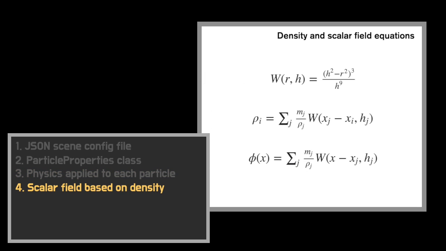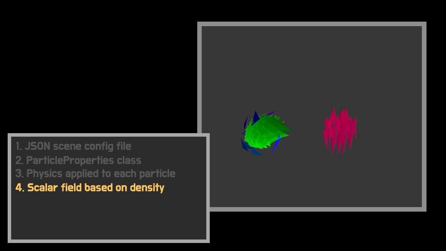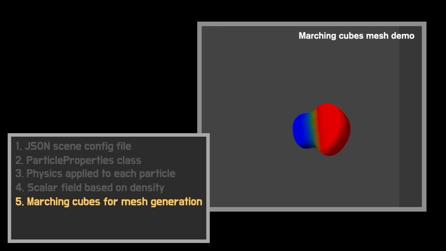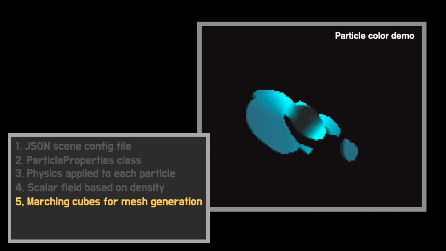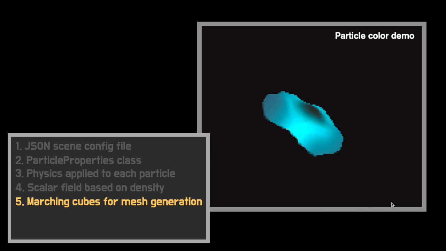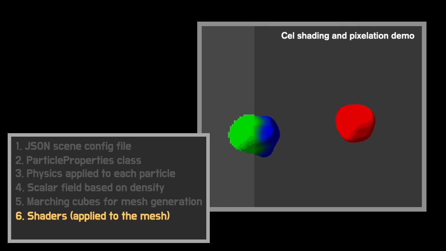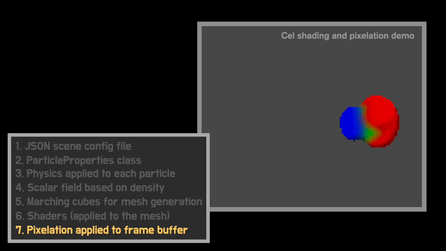To render the scene, we first make a scalar field based on the relative densities of particles at each location. We then use the marching cubes algorithm to generate a mesh which surrounds the particles. We've modified the algorithm to also factor in what particle types are present at each location, in addition to the raw density value, so that the mesh can be colored based on the particle type. Finally, we apply shaders, usually cell shading, and then render the entire scene to a temporary frame buffer, which is run through one final post-processing shader to create the final pixelated result.